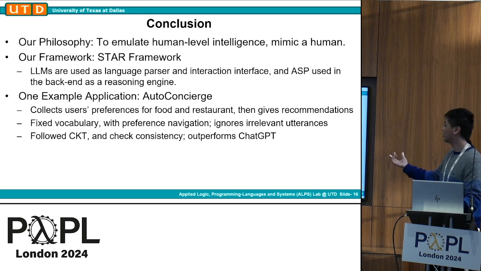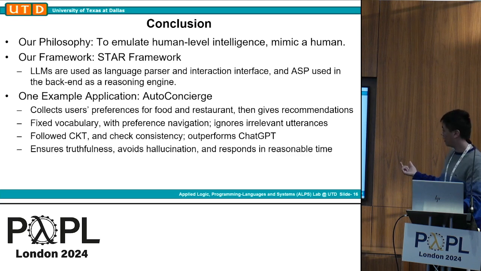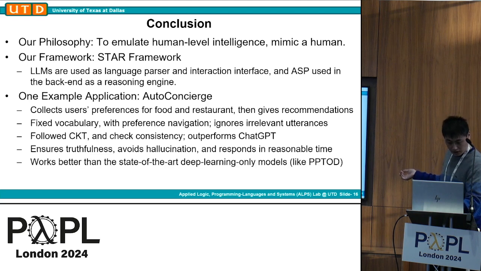We also check the consistency, and in this way it outperforms ChatGPT, because ChatGPT can generate something hallucinated. So this bot ensures truthfulness and avoids hallucination. Actually, it doesn't totally avoid hallucination, because in generating a sentence, ChatGPT will write something that is not very real, but the information provided is true, basically. And the response comes in reasonable time. Okay, I think that's it.